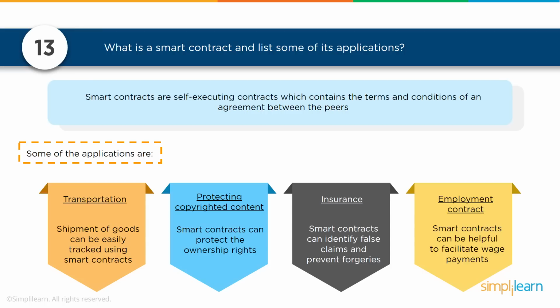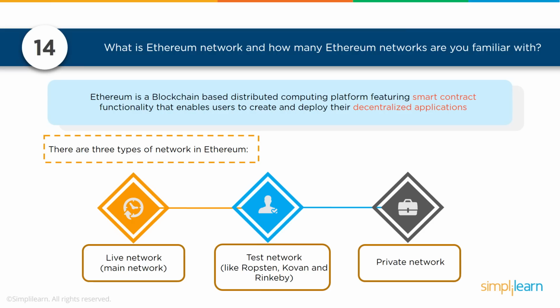It can also be used in insurance. It can be used to identify false claims and prevent forgeries. Employment contract: smart contracts can be helpful to facilitate wage payments, and they can be used as a proof of employment. Now, another important question, what is Ethereum network and how many Ethereum networks are you familiar with?